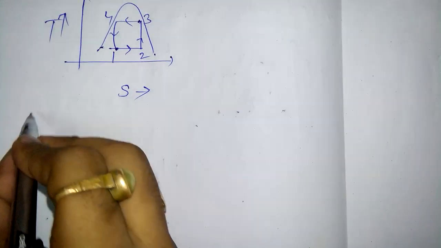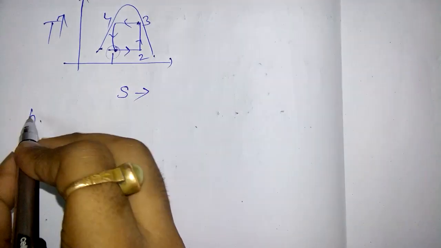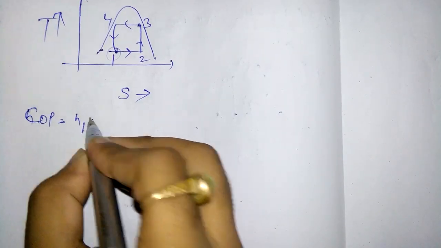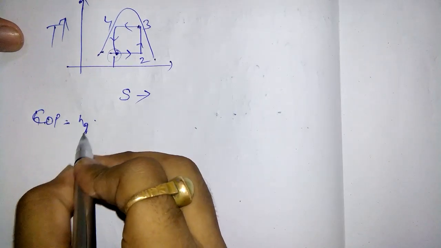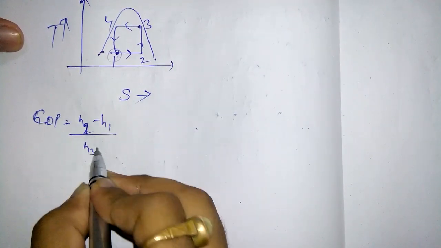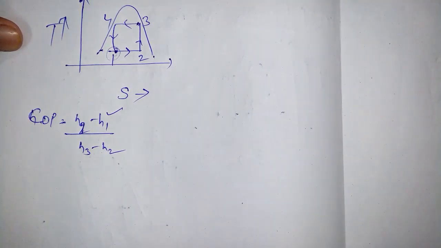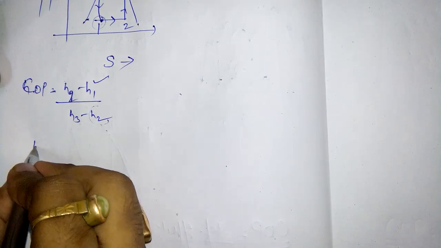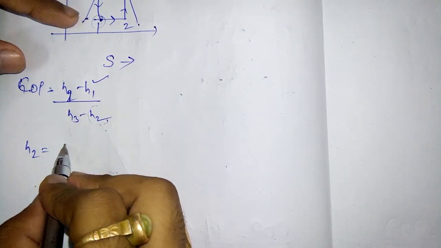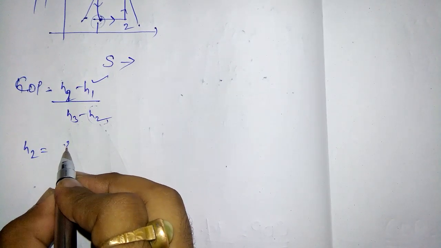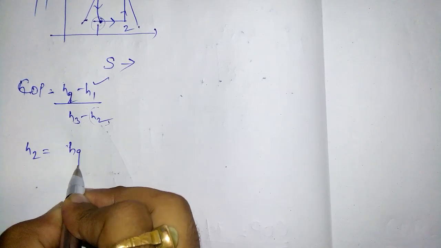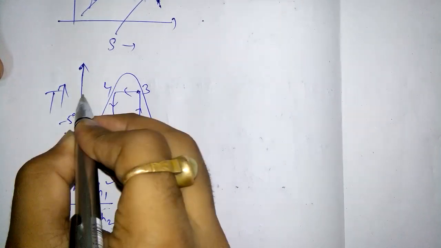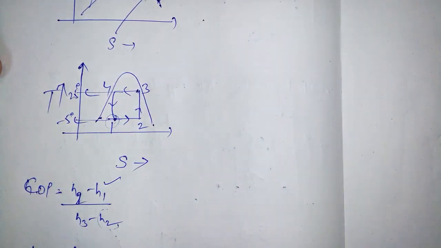So H1 at point 1, so I'm finding out the COP. It is H2 minus H1 divided by H3 minus H2. I found out the value of H1. I require H2 and H3. See, H2 is nothing but equal to Hg. Okay, let me write down the temperatures also. This is minus 5 degrees Celsius and this is 25 degrees Celsius.